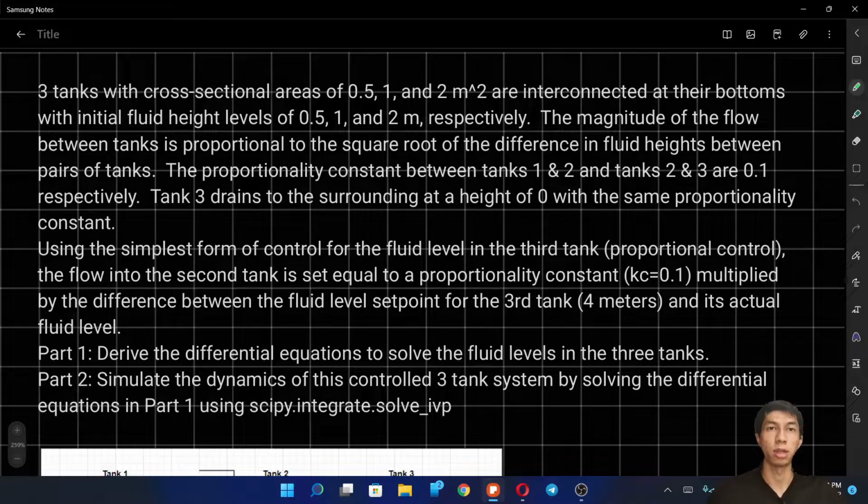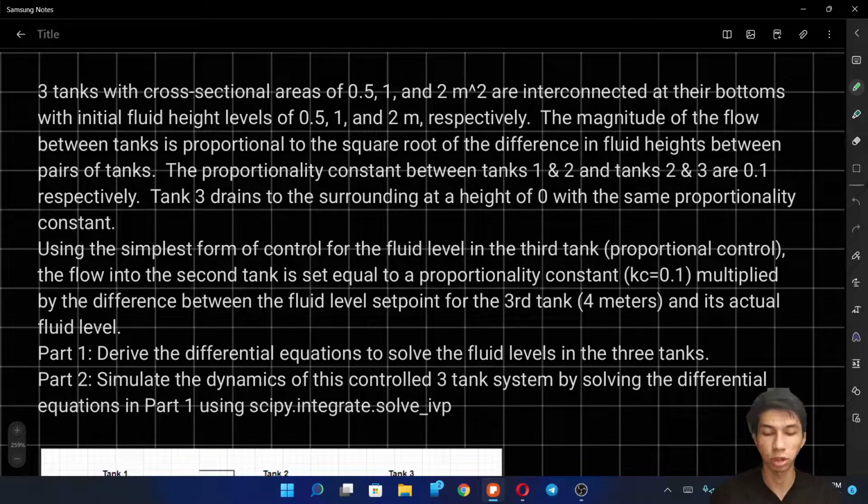Hello everyone, in this video we will be looking through a problem connected to material balance, a problem with three tanks that are interacting with each other. So here we have our question.